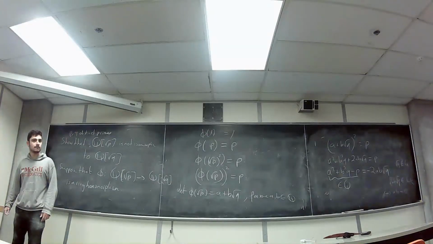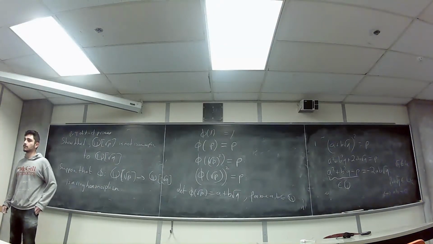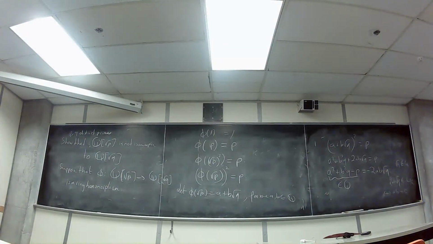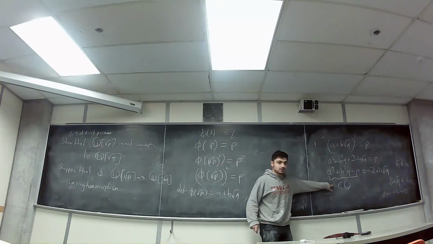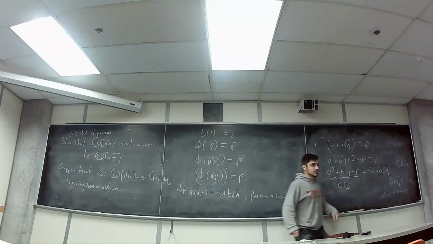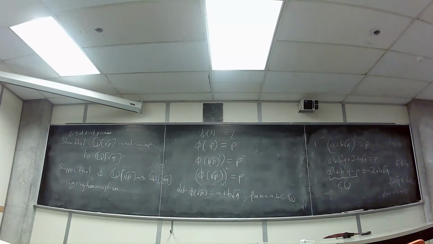But how is 2AB root Q in Q, if root Q is not in Q? Oh, because 2AB root Q is equal to this, and this is in Q. Oh, fair enough. Okay. Now, when does 2AB root Q belong to Q? If and only if AB is equal to 0, because A and B are rational numbers. Okay, now when does AB equal 0?